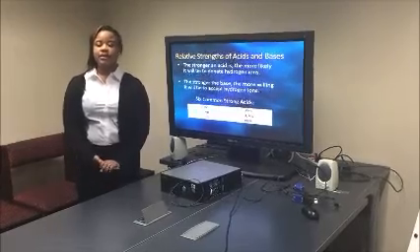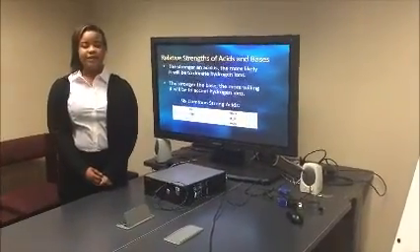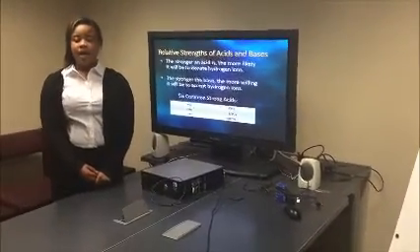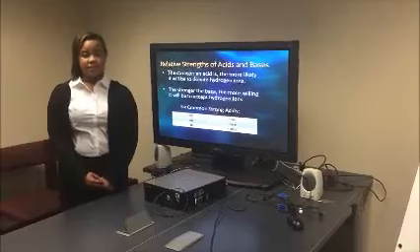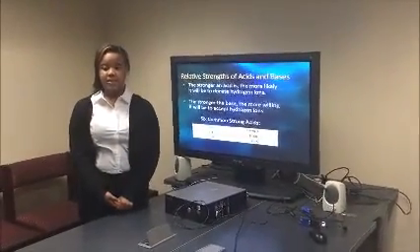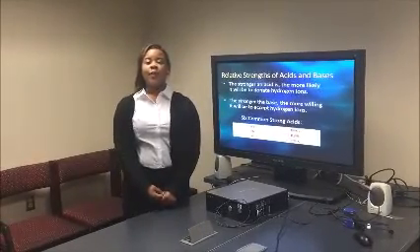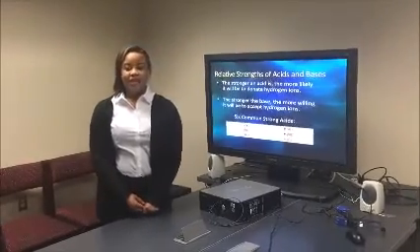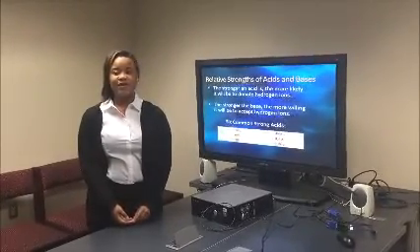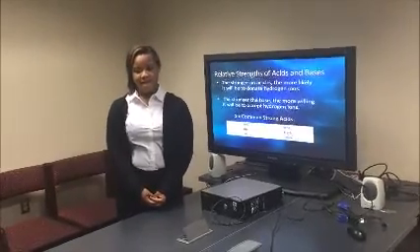The relative strengths of an acid and a base. The stronger an acid is, the more likely it is to donate a hydrogen ion. The stronger the base is, the more willing it is to accept that hydrogen ion. The 6 common strong acids are hydrogen chloride, hydrogen bromide, hydrogen iodide, nitric acid, sulfuric acid, and perchloric acid.